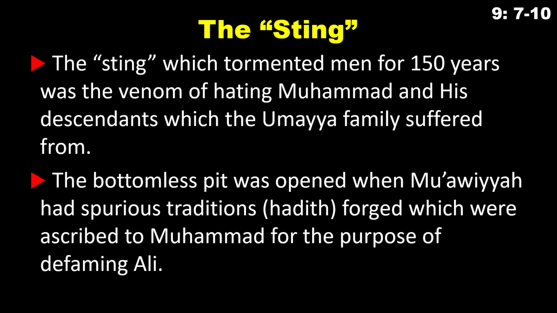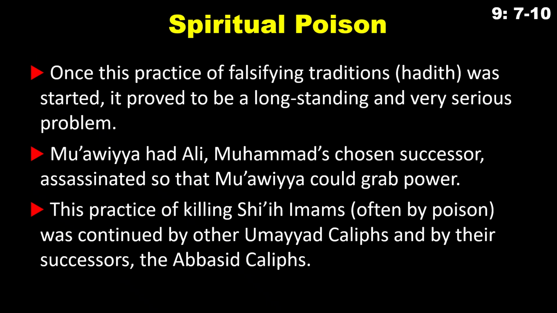The sting which tormented men for 150 years was the venom of hating Muhammad and his descendants, which the Umayyad family suffered from. The bottomless pit was opened when Muawiyah had spurious traditions, called hadith, forged, which were ascribed to Muhammad for the purpose of defaming Ali. Once this practice of falsifying traditions, the hadith, was started, it proved to be a long-standing and very serious problem. Muawiyah had Ali, Muhammad's chosen successor, assassinated so that Muawiyah could grab power. This practice of killing Shia imams, often by poison, was continued by other Umayyad caliphs and by their successors, the Abbasid caliphs.